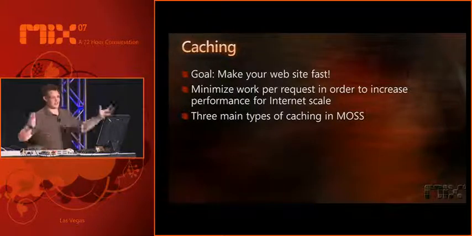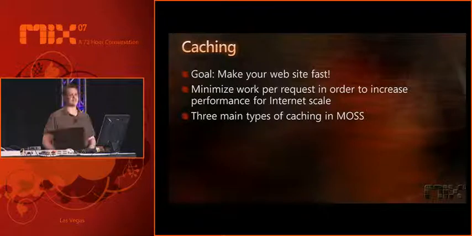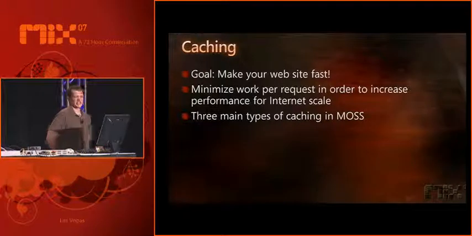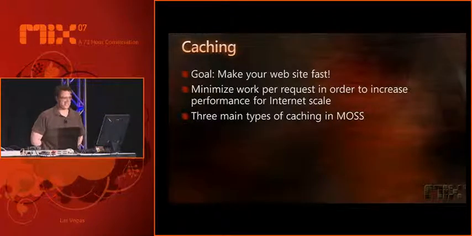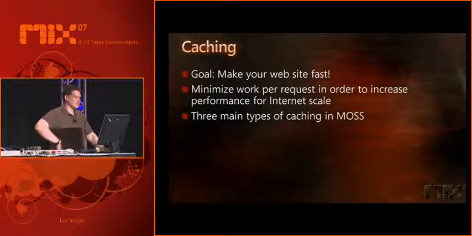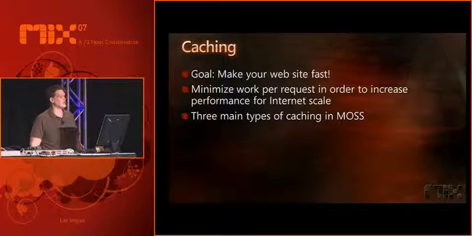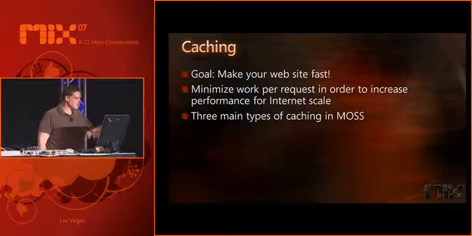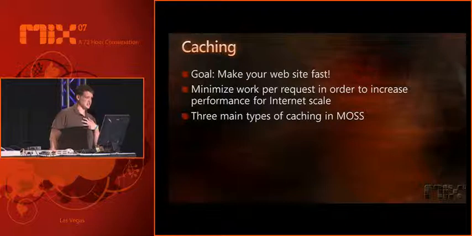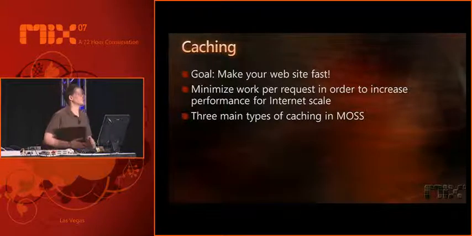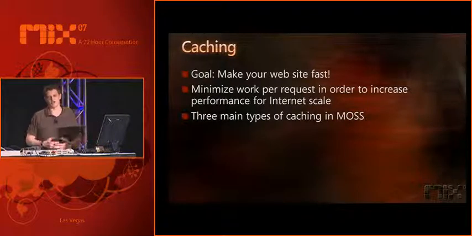Well, it's actually one really big feature that pokes its head up in a lot of different places, and it's called caching. Now, the concept of caching isn't really all that complicated. It's something that a lot of different websites use, a computer science concept that's been around since the dawn of ages. I like this definition because it makes me sound smarter than I actually am. The goal of caching is to minimize work per request in order to increase performance for internet scale. Really, that's just a wordy way of saying caching tries to make your website fast.